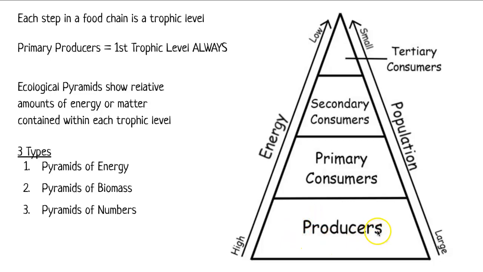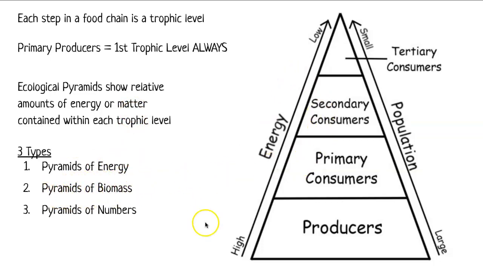Producers don't have any subname in front of them. There's not a secondary producer or tertiary producer. It's all primary producers or producers. Consumers will have the subname, primary consumer, secondary consumer, and so on. But the first trophic level is always going to be a producer. The ecological pyramid is going to show the relative amounts of energy or matter contained within the ecosystem. The energy is the pyramid of energy. Matter will deal with pyramids of biomass.